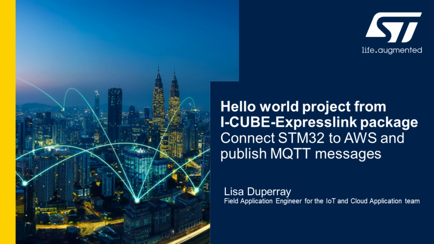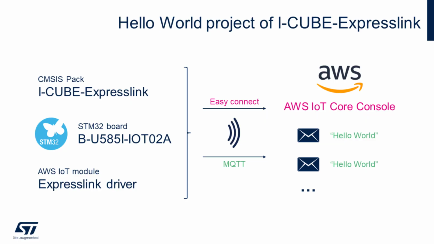This video is going to show you how to use the Hello World project from the I-CUBE-ExpressLink package to connect a STM32 board to AWS. Using a B-U5 board plugged with an ExpressLink module, we'll connect our board to the AWS IoT Console and then we'll proceed to publish MQTT Hello World messages.